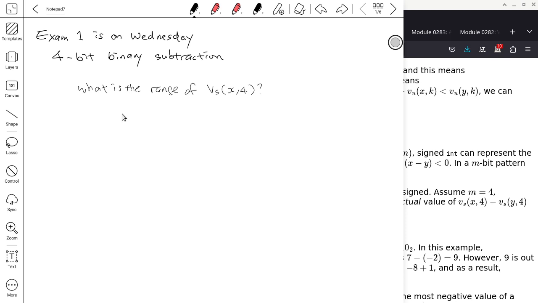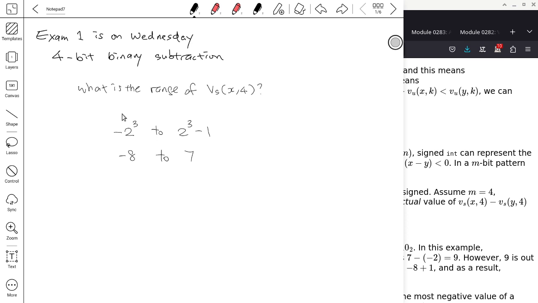How far can it go on the negative side, and how far can it go on the positive side? Negative 2 to the power of w minus 1 to positive 2 to the power of w minus 1. So we are looking at -8 to 7. Anything outside of -8 and 7 cannot be represented using only 4 bits, signed interpreted. Does that make sense? Okay, but why, right? Why is that the case?